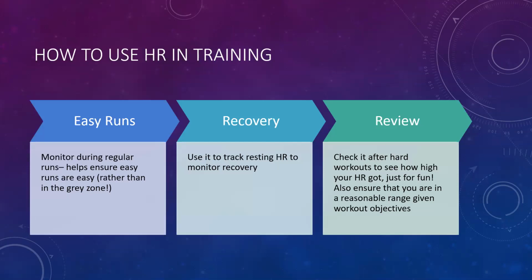So this is how I would suggest to use heart rate in training. I don't want to bash it by any means, but this is how I think it's the most effective. First of all, for easy runs. So you can estimate your heart rate during easy runs with, Faye, what's the formula? 180 minus your age. Yeah, so that's a good estimation of what your heart rate during easy runs should be about.